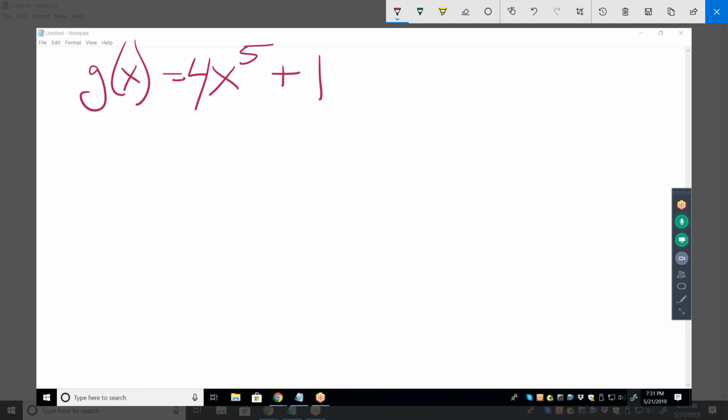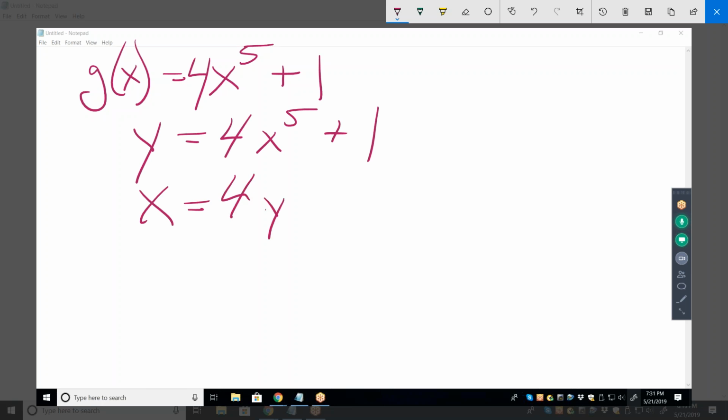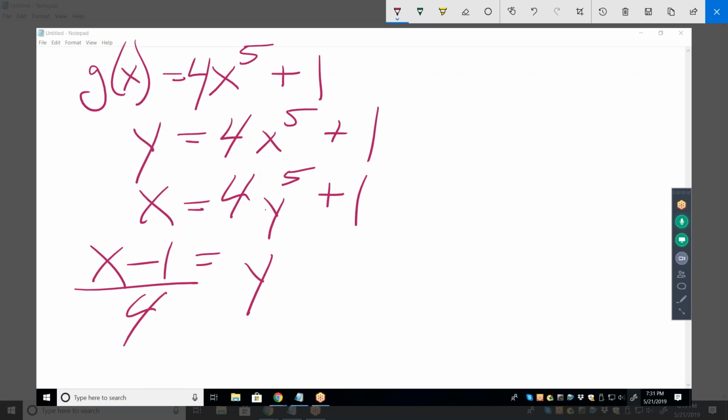First, turn the g of x into a y. Okay. Then switch the x and y. Then subtract 1. Then divide by 4. And then take the 5th root. Yeah. That's exactly what I would do. And I could do it with a radical sign, or I could take that whole thing and make it to the 1/5 power. Okay. Either one.